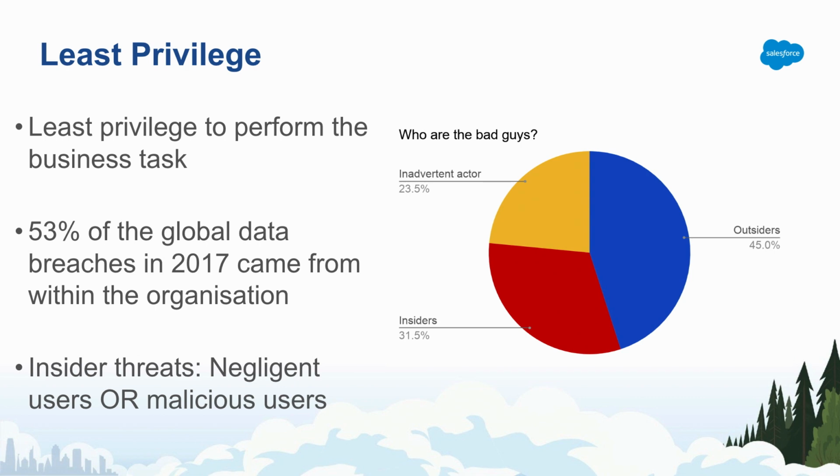And why I'm talking to you about this is you might argue that, hey, people in my organization have access to this org, and I trust these people. But based on the statistics, 53% of the global data breaches in 2017 came from within the org. So I'm not saying that people within the orgs are malicious, but we are humans, we make mistakes. So we can be negligent users, we can make mistakes, we can copy-paste sensitive information from orgs to somewhere else.